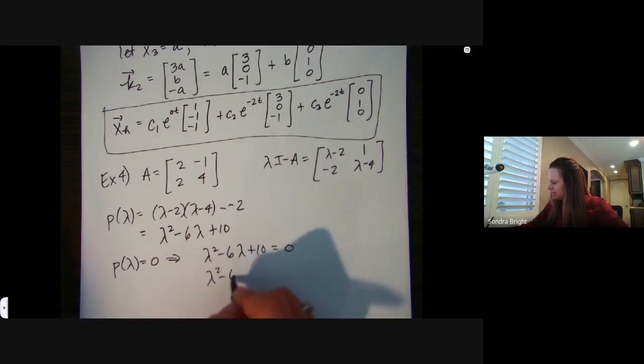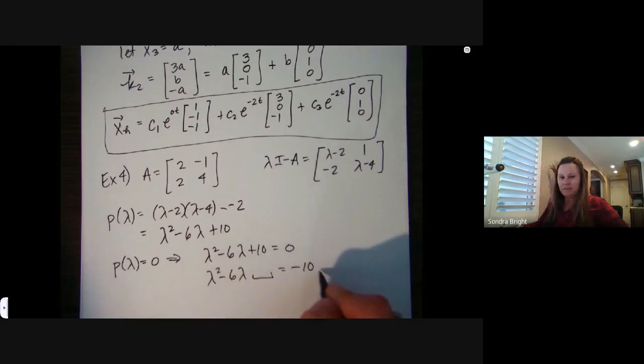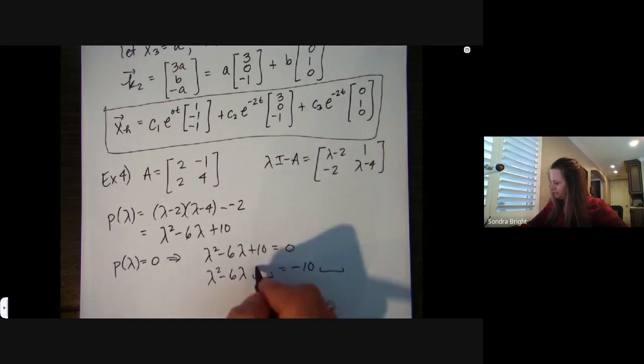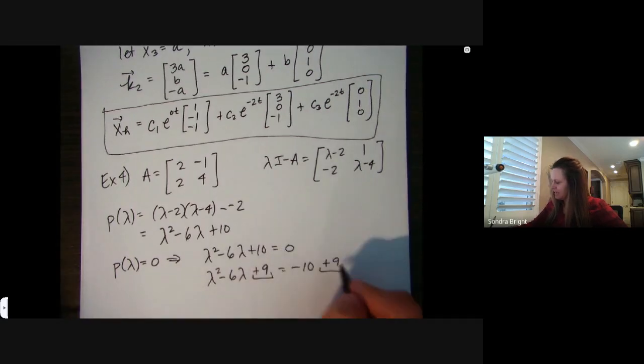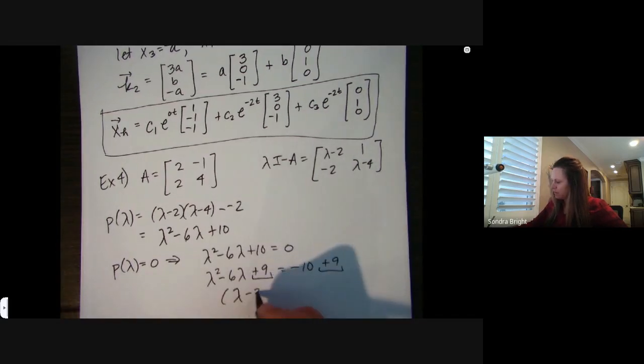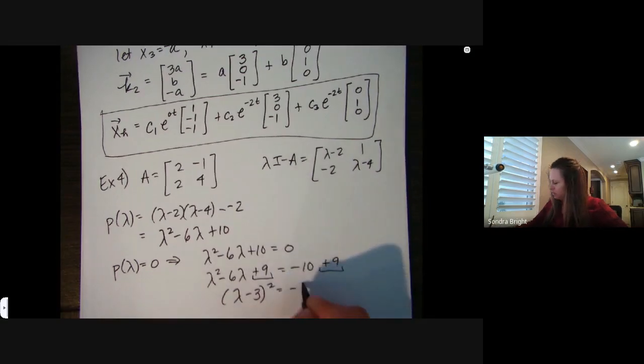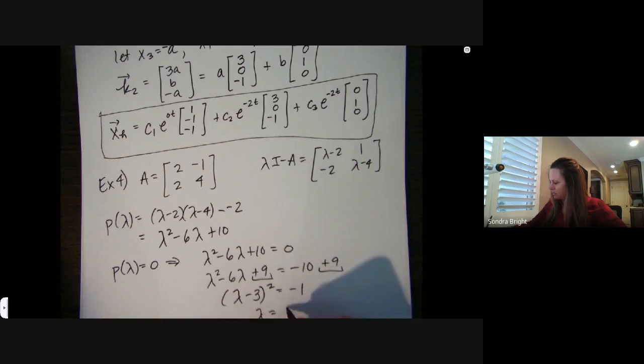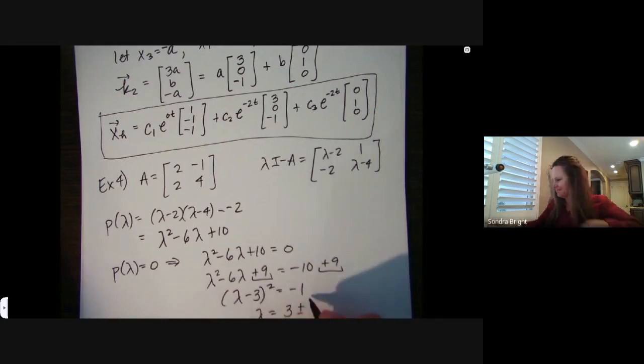Subtract that 10 over. Take the negative 6, cut it in half, you'd get negative 3. Squaring that gives you 9. So that means this is lambda minus 3, quantity squared equals negative 1, which will end up giving you lambda equals positive 3 plus or minus i. All right.